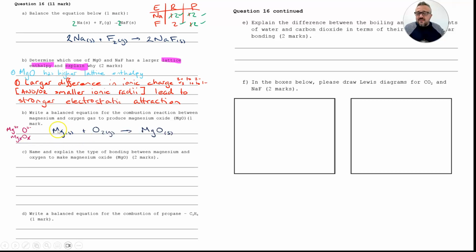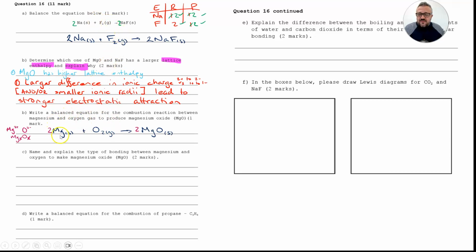Okay, so here's our equation. Mg plus O2 goes to MgO. Straightforward. Balancing, not so tricky. 2 and 2. And that's our balancing. Again, we didn't do the ERP table. This question's again very similar to that one.